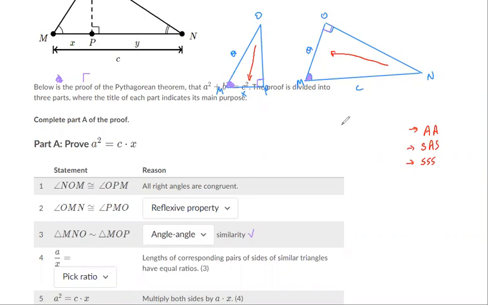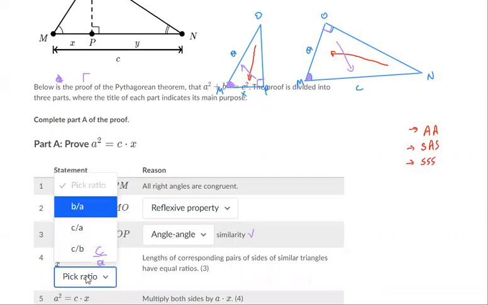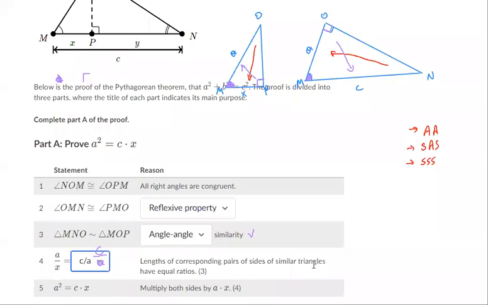That's my first relation. But in this large triangle, I don't know ON, but I do know this hypotenuse, which is C. So I should go with C over the hypotenuse in the other triangle, which is opposite to 90, which is A. So I should have this relation because that is the other information that I do know. So let's say C over A. So that's the case.